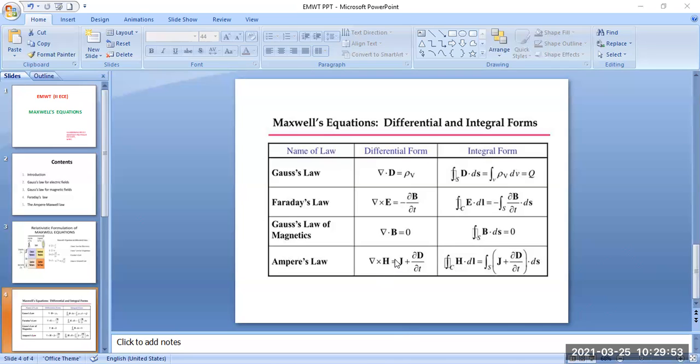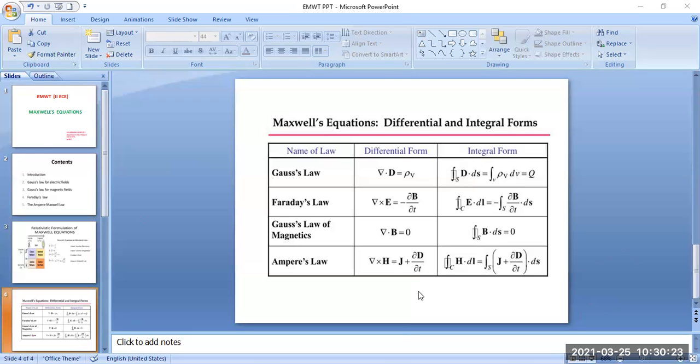Next, del cross H bar is equal to J bar plus dou D bar by dou t. Here, dou by dou t is replaced with j omega. Then del cross H bar is equal to J bar plus j omega D bar. So, dou by dou t can be replaced with j omega. Dou square by dou t square can be replaced with j omega whole square. Dou cube by dou t cube can be replaced with j omega whole cube.